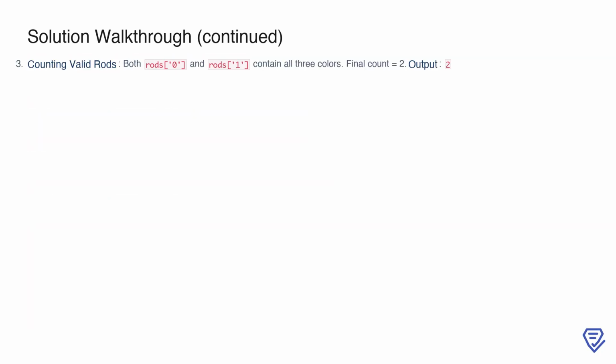Finally, when we count the valid rods, we see that both rod 0 and rod 1 contain all three colors. Therefore, the final count is 2. As a result, the output for this example is 2. This concludes the walkthrough of the solution, where we processed the input string step by step, updated the rods dictionary, and counted the rods that met the criteria of having all three colors.